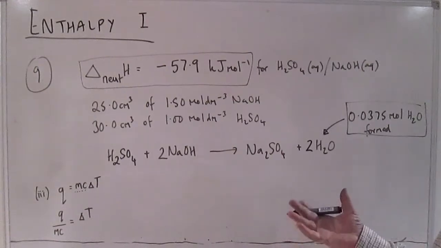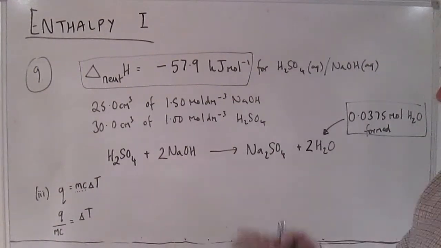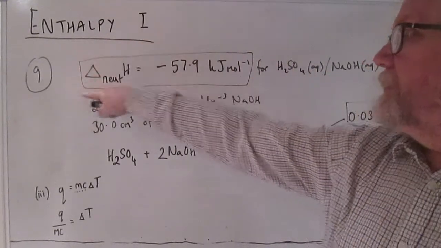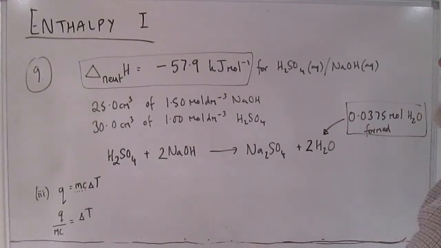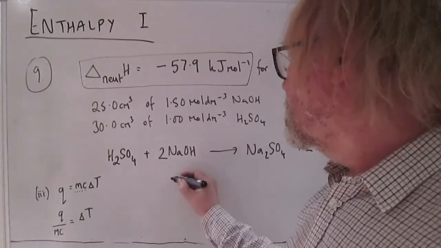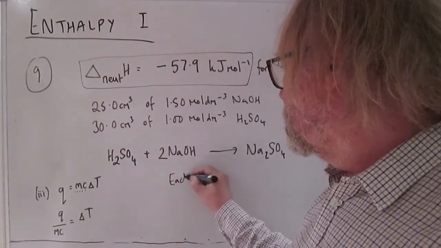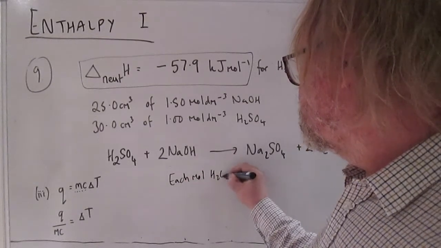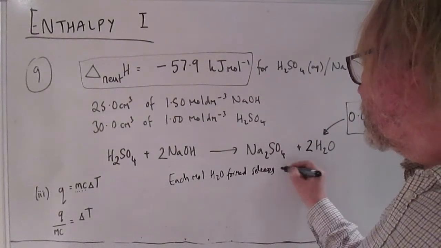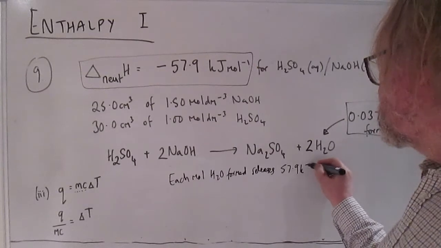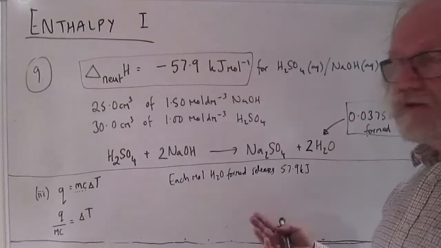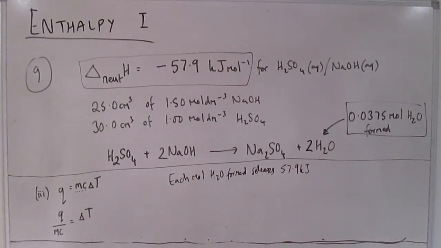So now we have to set about finding Q and M so that we can calculate delta T. Q comes from the fact that we know delta H of neutralization, which is minus 57.9 kilojoules per mole. What that means is that each mole of water formed releases 57.9 kilojoules. That's the translation of what kilojoules per mole means. It means each mole releases 57.9 kilojoules.